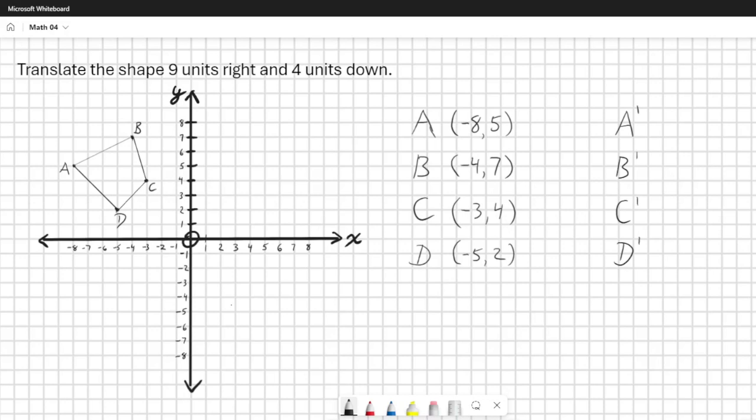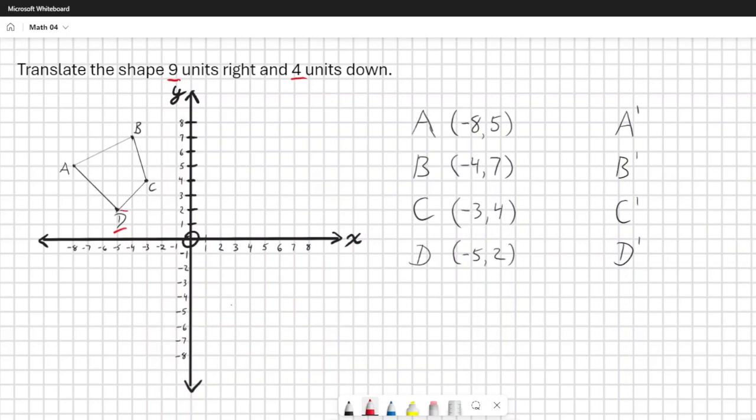So in order to do a translation, what we're tasked to do is move our shape 9 units to the right and 4 units down. And the way we do that is we look at individual points. So first thing I'm going to do is look at point D right here and say, all right, let's move it 9 spots to the right and 4 down.